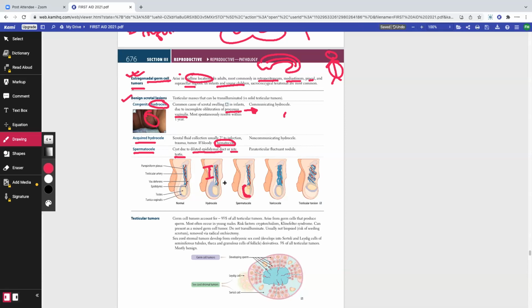Okay, so that's how the peritoneal fluid comes down. Have I made myself clear? Yes or no? Okay. This is a very good diagram of the testicular lesions. Look at this. This is the normal testis. This is accumulation of fluid, spermatocele, varicocele, with the dilatation of the pampiniform plexus. And this is testicular torsion. As you can see, the high riding testis.